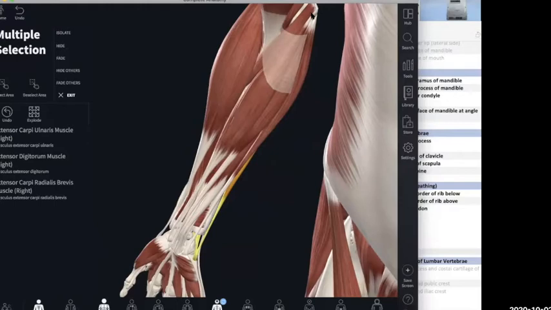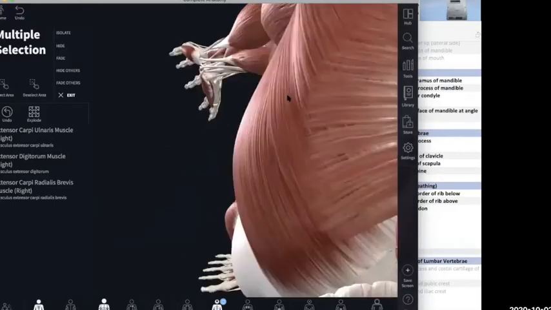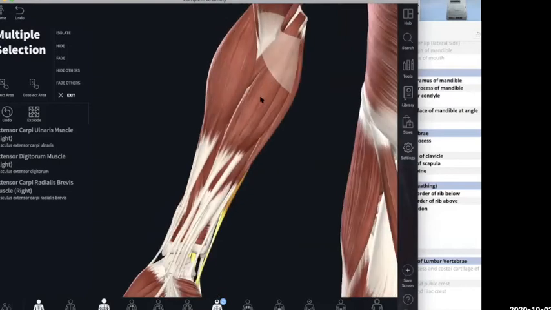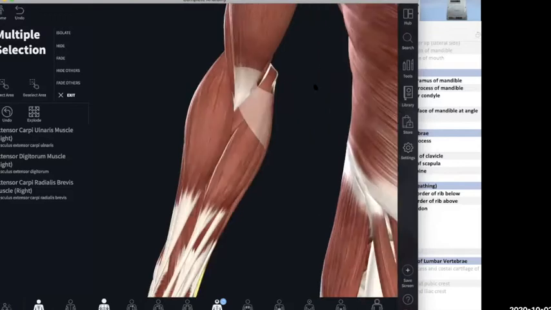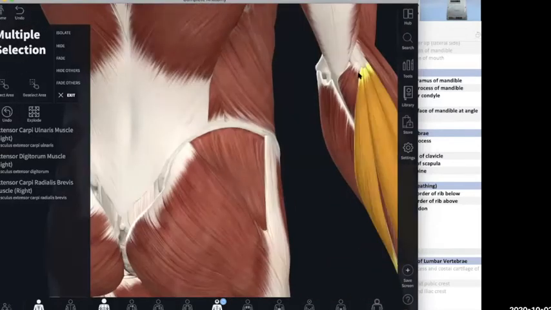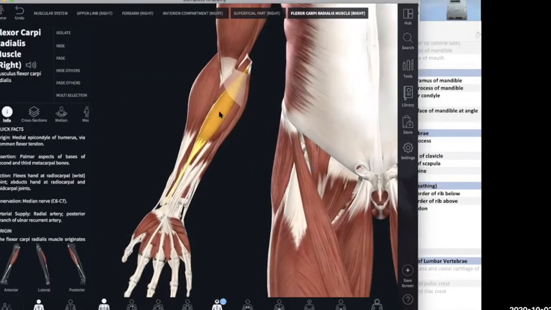Just note that all your wrist flexor muscles are coming off the medial epicondyle, whereas your wrist extensors are all coming off the lateral epicondyle. In the naming, let's just look real quick at some of the names. Flexor carpi radialis. Flexor, meaning it flexes. Carpi, meaning the wrist area, so it flexes the wrist, and it's along the radius side.